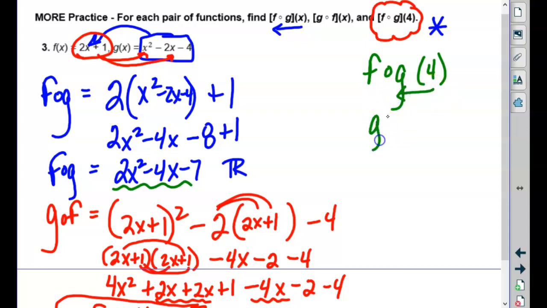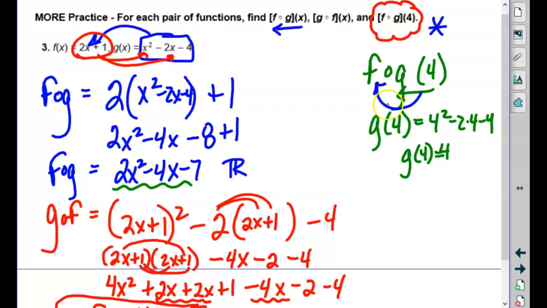What happens when I find g of 4, guys? Here's the g function, so I'd have 4 squared minus 2 times 4 minus 4. Anybody do that on a calculator? I think it might be 4. 16 minus 8 would be 8, minus 4 is 4. Well, that was weird, but g of 4 is 4. And then what do we still have to do? Put that answer now into f.